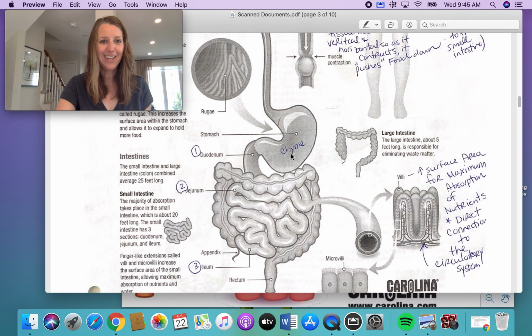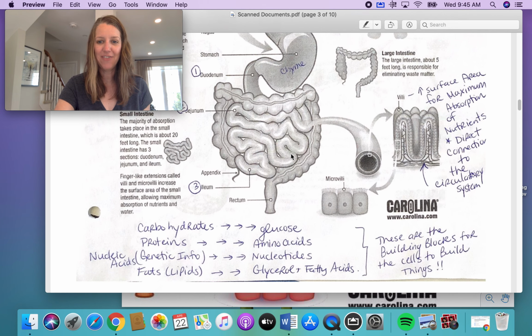Chyme, that's a word right there. I forgot to add that onto our other diagram. That's what the food's called when it reaches your stomach. No longer called food or a bolus of food. It's now called chyme. And then it doesn't have any name after that.